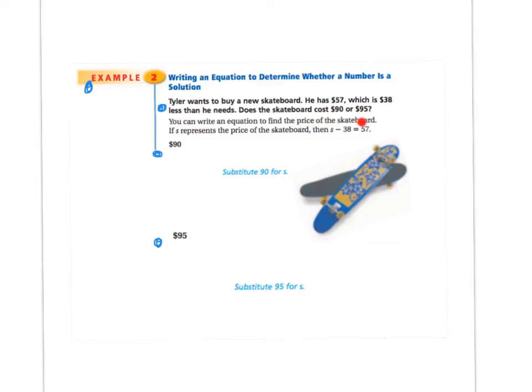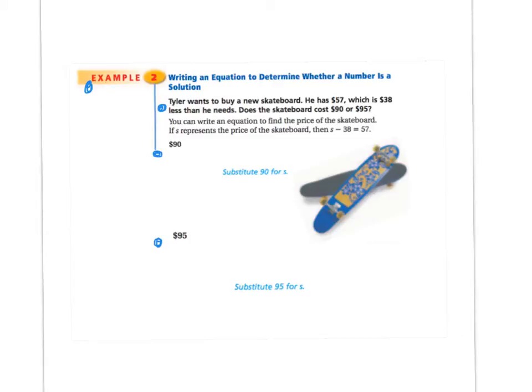Now the first thing we need to do is write an equation to find the price of the skateboard. If S represents the price of the skateboard, then we would have to take whatever the price is and subtract 38, and that has to give us 57. So I'm going to start with that equation here, and I'm going to test 90. They gave me a number here, 90, to test.